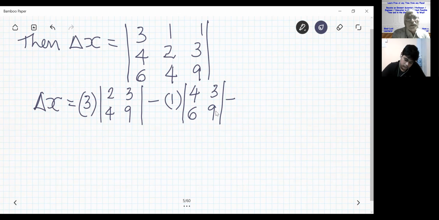Then plus you have to write. Plus 1, 4, 6, 2, 4. That number is in the first row and the third column. Then you have to ignore the first row, third column. Write the numbers as they are looking there: 4, 6, 2.